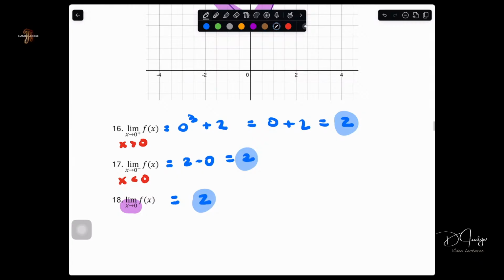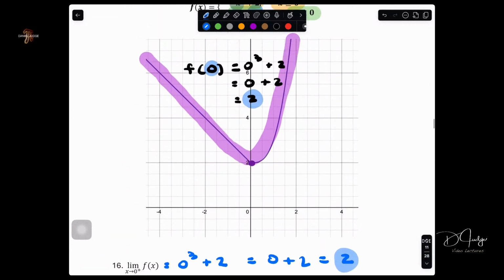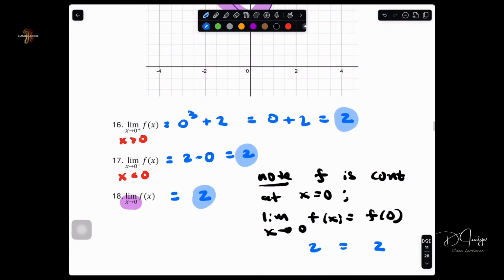So they didn't ask this question, but we're going to note that this function f is continuous at x equals 0. And why? Because the limit as x goes to 0 of the function is the same as the value of the function. In other words, the limit is 2 and the value of the function is 2. So this is how we actually work with this piecewise function. Okay, I know we're just finding limits, but we're looking at this in terms of continuity as well. All right.